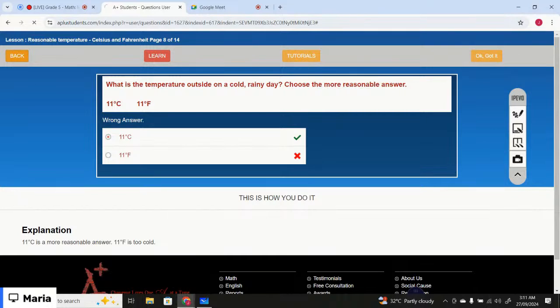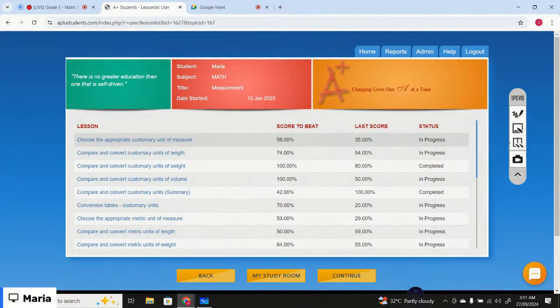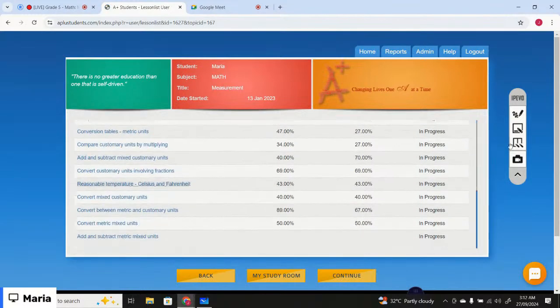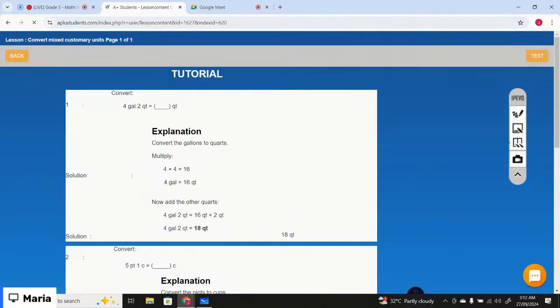Okay, you can complete the lesson by yourself later today. Let me just move on to the next lesson. The next one is convert mixed customary units. Let's just start with the next lesson.